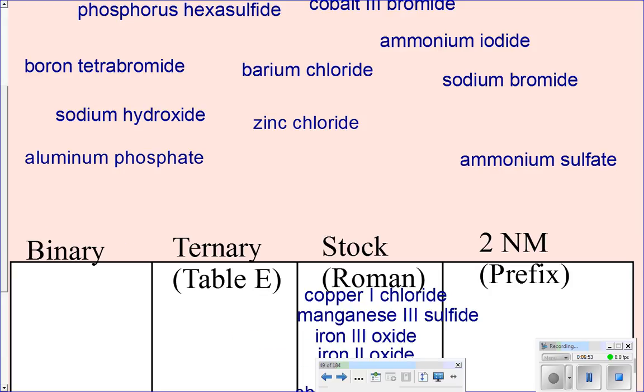The next thing I'm going to look at is something else that separates some of these from each other. I think the next thing that jumps out at me is the endings of some of the names. So look for endings like -ate, -ite, things like that that might be from table E. Those would be the ones that we're immediately going to pull down and put into our ternary category.